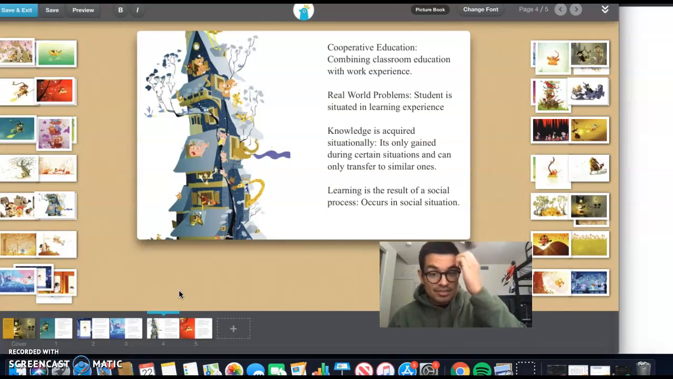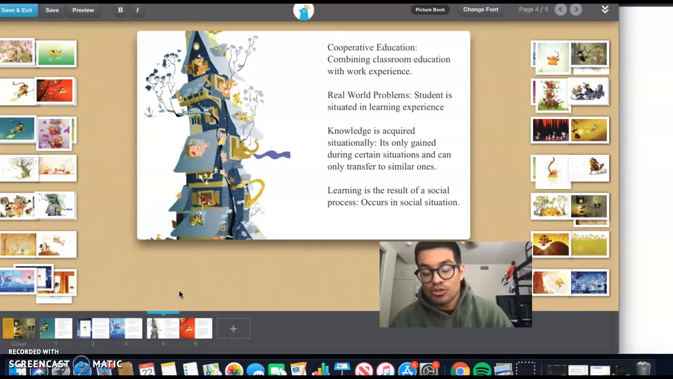Knowledge is acquired situationally. This is only gained during certain situations and can only transfer to similar situations, such as if you're giving a speech, or maybe you're having a debate and you're just talking through that, and in that situation you may realize that it may not be a very strong argument. You learn from that, and then those skills you can really only apply in similar situations, such as either debating or speech. Learning is a result of a social process.